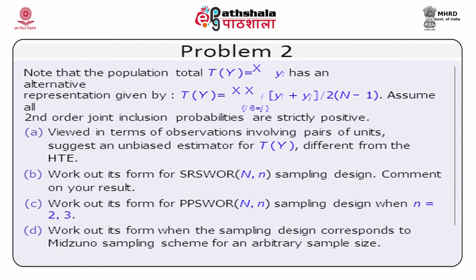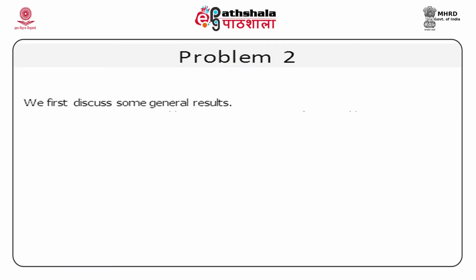Okay. So, let us note once more that the population total has a first order representation, summation y I. It also has a second order representation involving pairs of observations, T y equal to double summation of y I plus y j divided by etc. That suggests that you can also come up with an alternative estimator for the same population total. That is question A. Viewed in terms of observations involving pairs of units, suggest an unbiased estimator. Okay? Can you continue? We first discussed some general results.